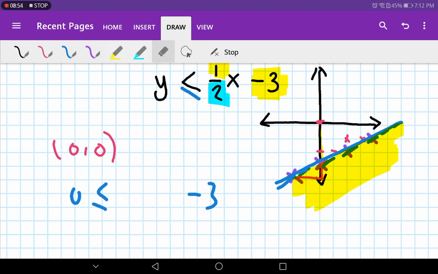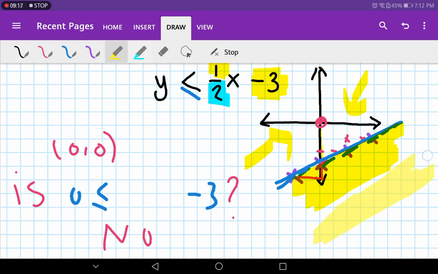So 0, read it now. 0 less than or equal to negative 3. It is greater. Is this correct? Yes or no? It is no. So where is 0 and 0? It is here. So this area is not the solution. So the opposite side will be the solution here. So that means our solution is correct.